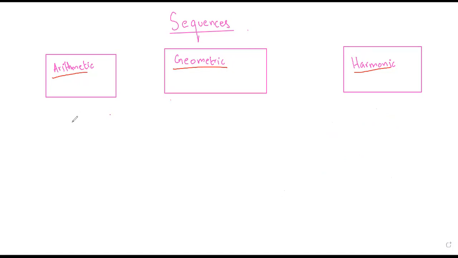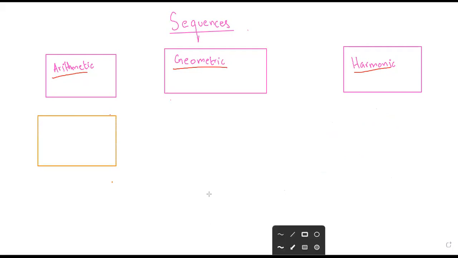For an arithmetic sequence, let's just talk about the two main formulas first. The formula for finding the nth term is very important, and these formulas should be on your fingertips because unlike A-levels, you won't be having any data booklet here. Okay, a plus n minus 1 into d.